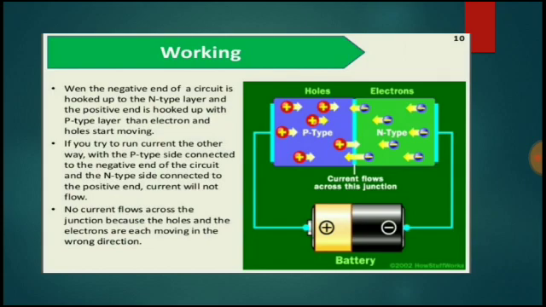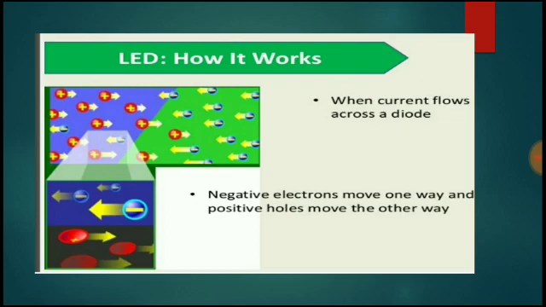Okay students, right? How does it work basically? See, this is which side? N side, and this is which side? P side, right? See, electrons moving like this and the holes are moving like this. So when current flows across the diode, the negative electrons move one way and the positive holes move the other way.